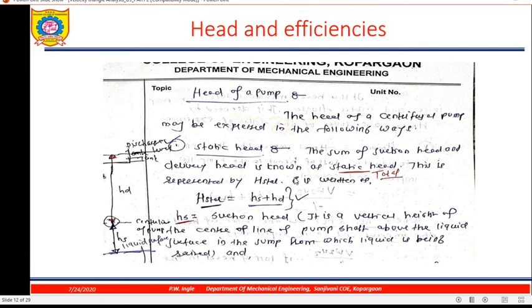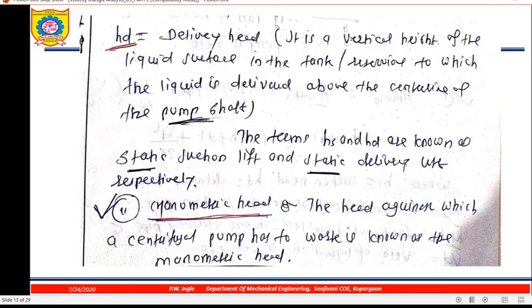Now we'll discuss the head of a pump. The head of a centrifugal pump may be expressed in the following ways. Number one is static head. It is the sum of suction head plus delivery head. This is the center of the pump. From the liquid surface to the center of the pump is the suction head, and from the center of the pump to the discharge tank level is the delivery head. Hs is the suction head. It is the vertical height of the center line of the pump shaft above the liquid surface in the sump from which liquid is being raised.